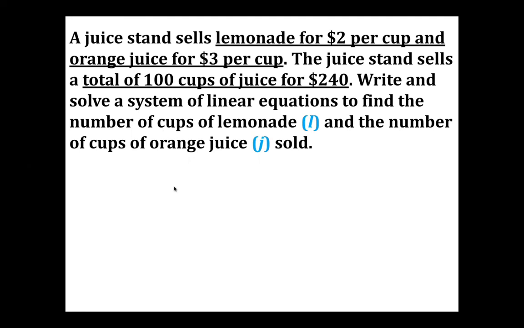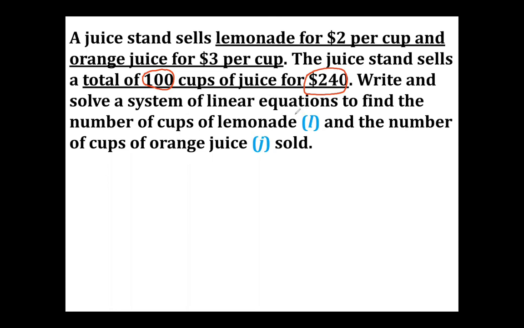So the first thing I like to do is underline all the important information. And then I like to identify what my two equations are going to be set to. So in that case, it would be the total of cups of juice that we sold and the total amount of money that the juice stand made from selling all that juice. So the total would be 100 cups and the total amount would be $240.